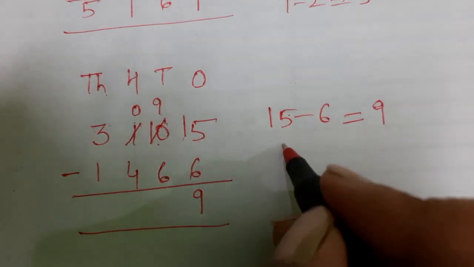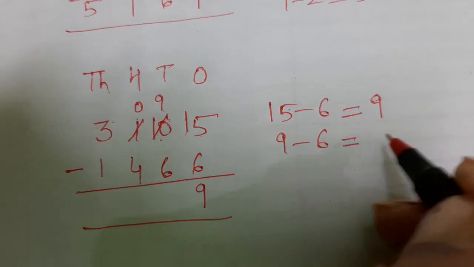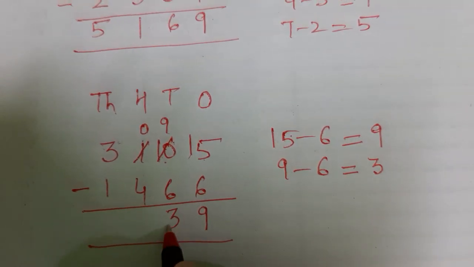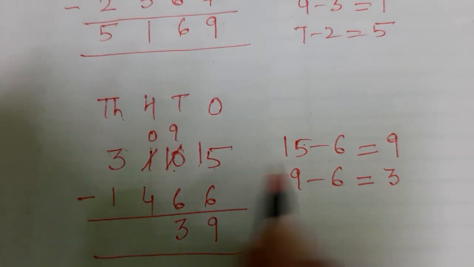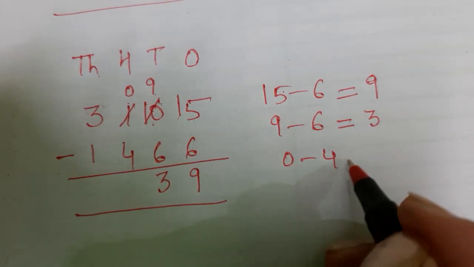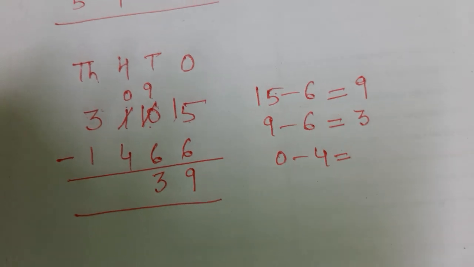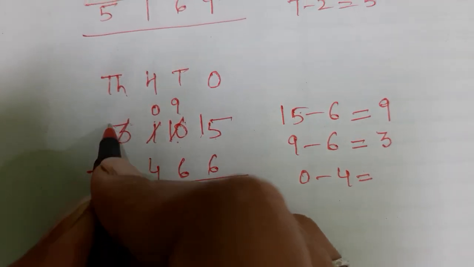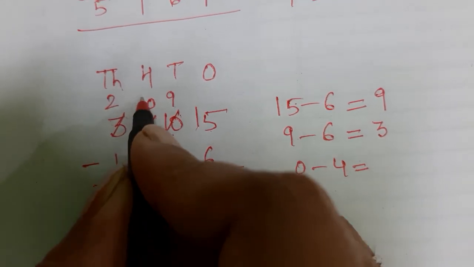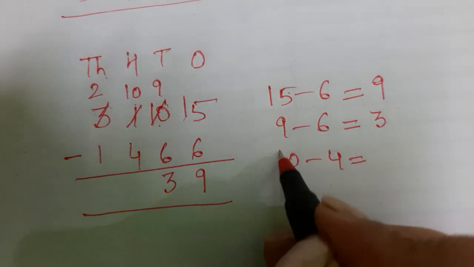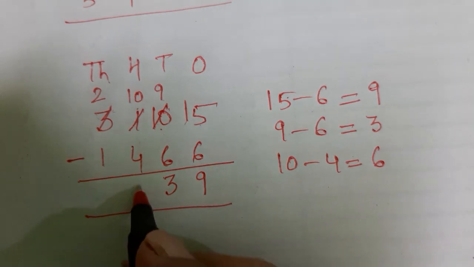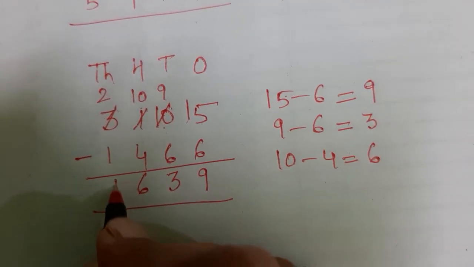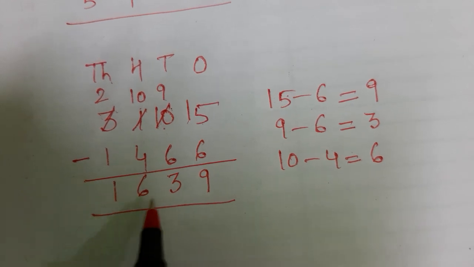Then 9 minus 6 is possible. If we take away 6 from 9, it is equal to 3. So write 3 over here. Now 0 minus 4 is also not possible. Why? Because 0 is smaller than 4. So what do we have to do? We have to borrow 1 from the next place, the thousands place. So 2 is left here. It will become 10. Now 10 minus 4 is possible. It would be equal to 6. So write 6 over here. 2 minus 1 is 1. So the answer is 1639.